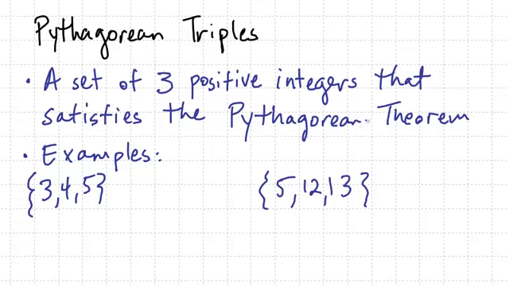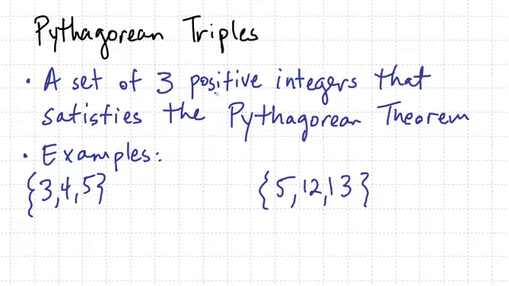Hi everyone. In this video I'm actually going to be talking about two things. The first half of the video is going to be taken up for Pythagorean triples, and in the second part of the video I'm going to talk about something called the triangle inequality. So what is a Pythagorean triple?